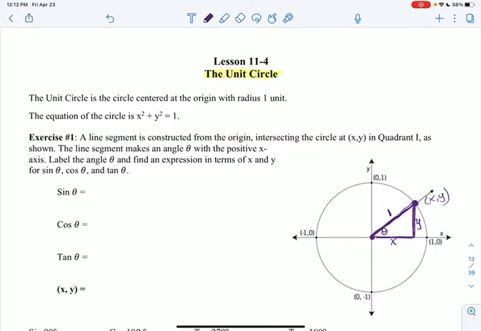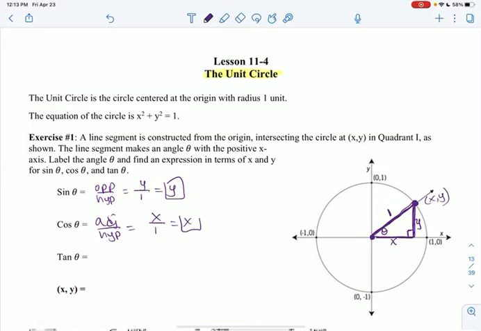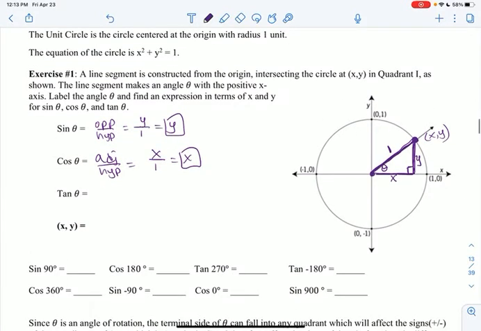So now I want to find sine, cosine, and tangent of theta based on how I've labeled this triangle. And this is a right triangle that I have. So my sine of theta, sine is opposite over hypotenuse, so it's going to be y over 1. So sine is y. The cosine of theta is adjacent over hypotenuse, so that's going to be x over 1, which is x. And tangent of theta is opposite over adjacent. So the opposite is y and the adjacent is x.